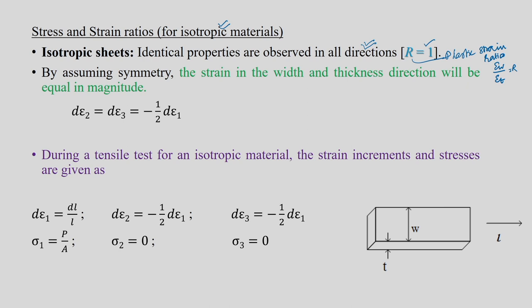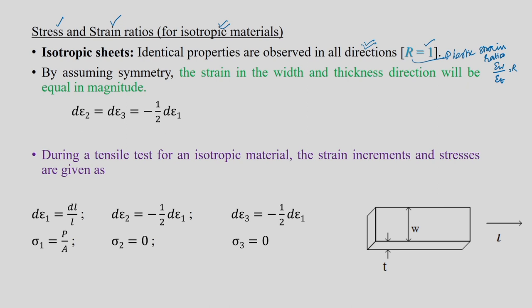This is the meaning of isotropic sheets, and here we are going to define something called stress ratio and strain ratio, in the next slide probably. This stress ratio and strain ratio are very important for the subject, and the definition remains the same, one should remember throughout this particular subject. It will be helpful for us.